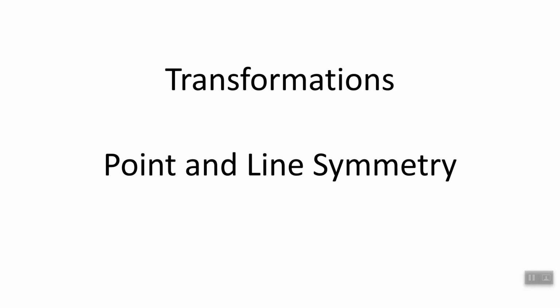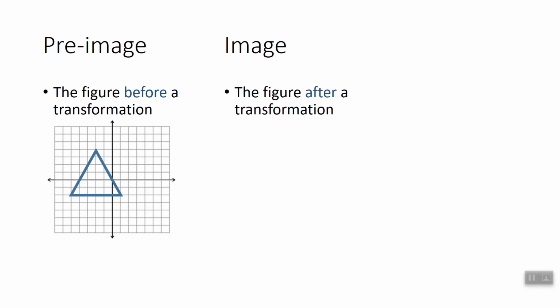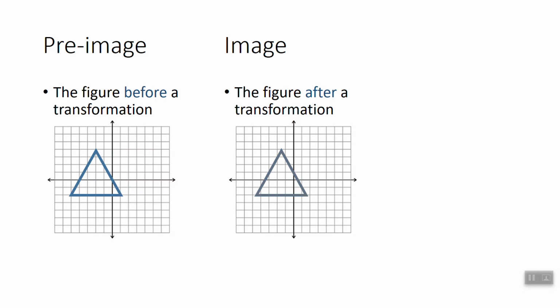Today, let's look at transformations and point and line symmetry. First off, the term pre-image. This is a figure before a transformation. For example, this blue triangle. The image then must be the same figure after a transformation. So if we take this blue triangle and move it, that's a type of transformation.